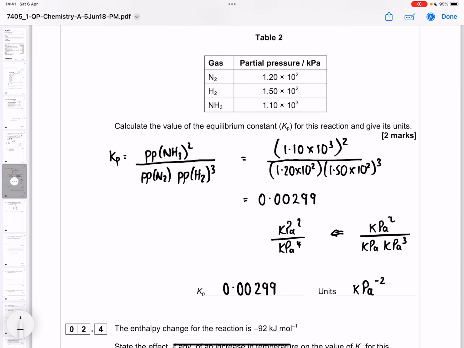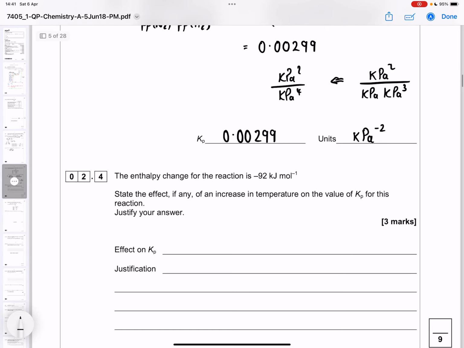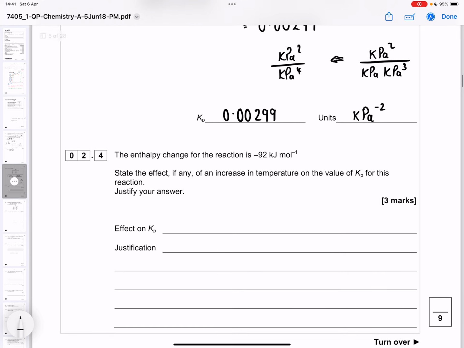The next bit asks us, the enthalpy change for the reaction is -92, and that is an exothermic enthalpy change, because delta H is negative. State the effect of an increase in temperature. Well, when you increase the temperature, you're going to shift in the endo direction to absorb that heat, which is backwards in this reaction, which means that because we're going to end up with less products and more reactants, Kp will go down. So effect on Kp, it's going to decrease.